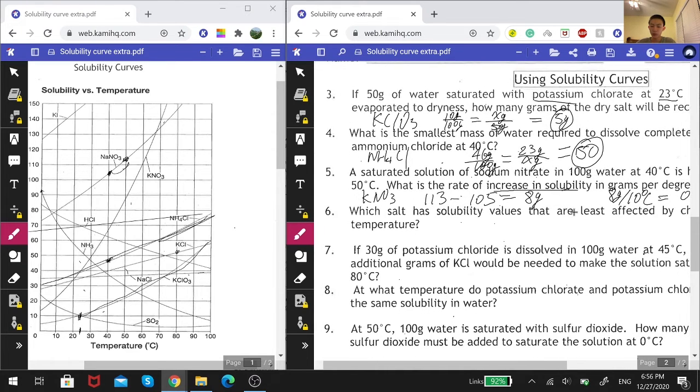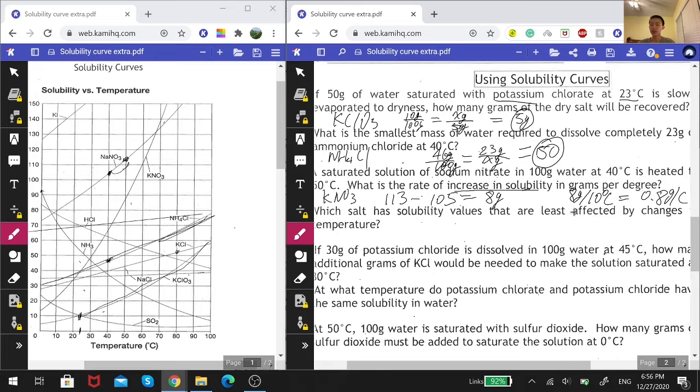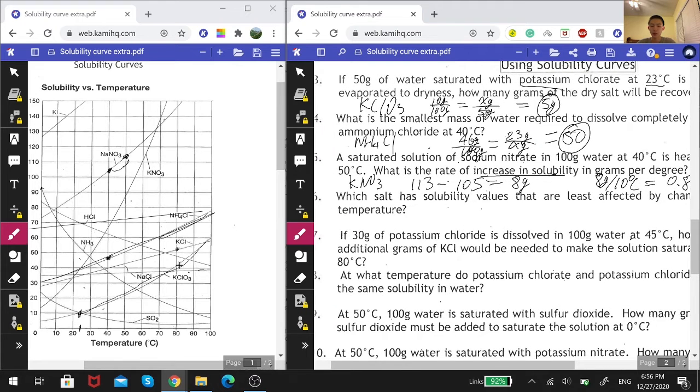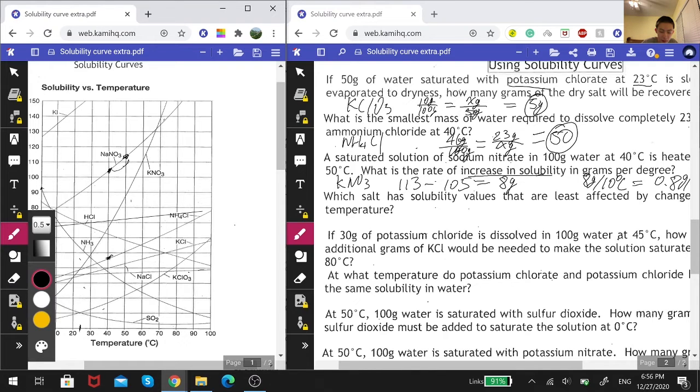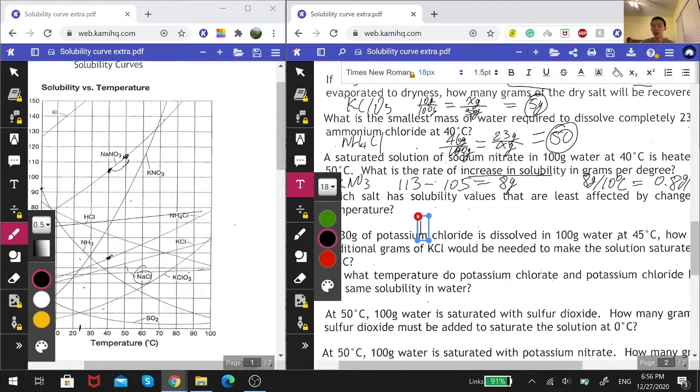Number 6. Which salt has solubility values that are least affected by changes in temperature? So least affected by changes in temperature basically means the smallest slope. So if we delete everything and we find the smallest slope, we can see that it is this line. And this line is NaCl. So NaCl, because it has the smallest slope.